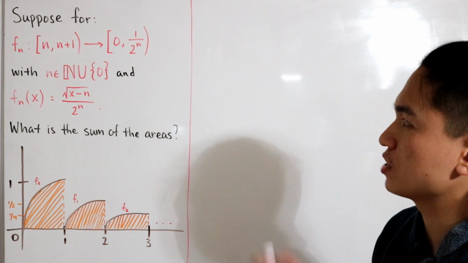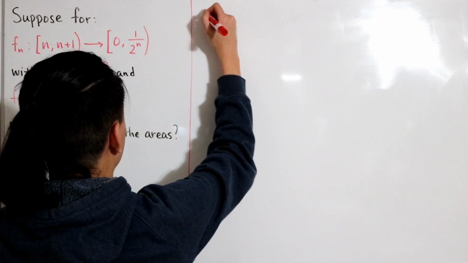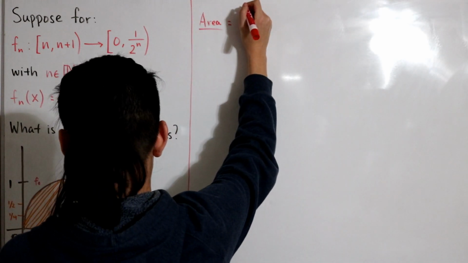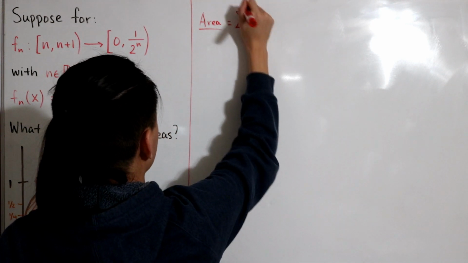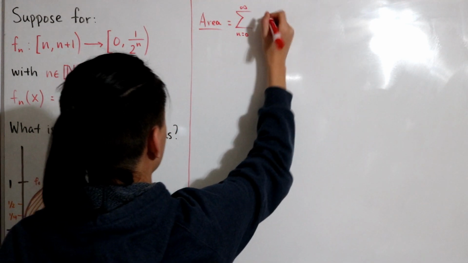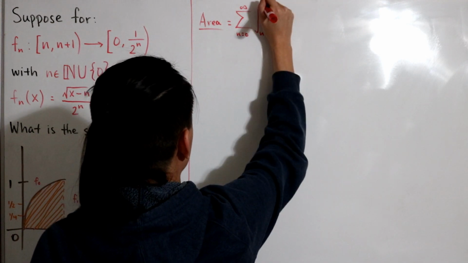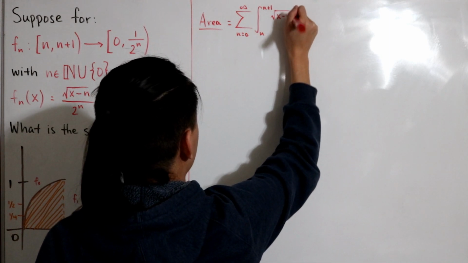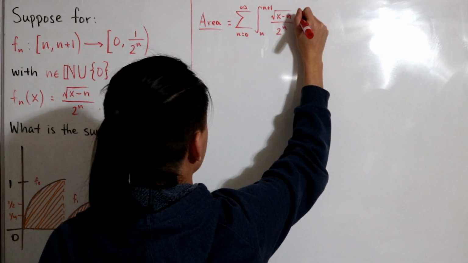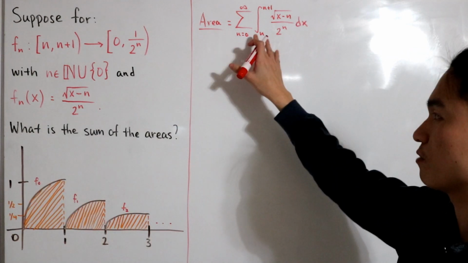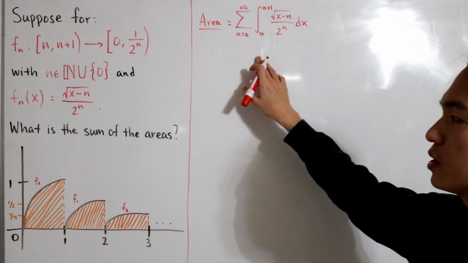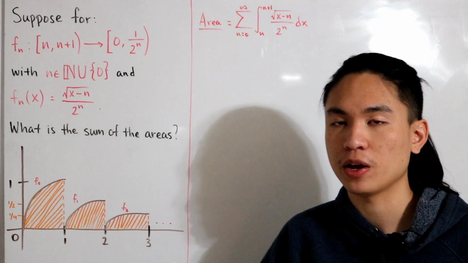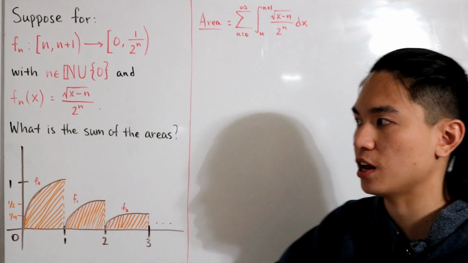I'll write this down first. I'll write the area as equal to the infinite sum, starting with n equals 0, of the integral from n to n plus 1 of the square root of x minus n, divided by 2 to the power n, dx. That's basically the straightforward method, but today's video is taking the long method. We integrate each piece, or term-wise, and then just take the sum.